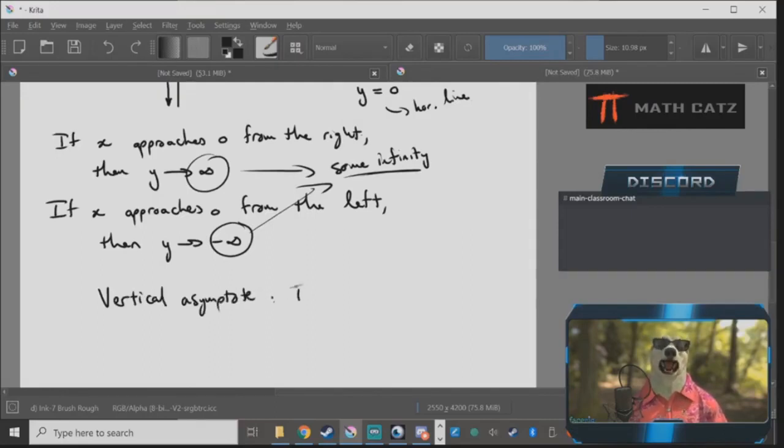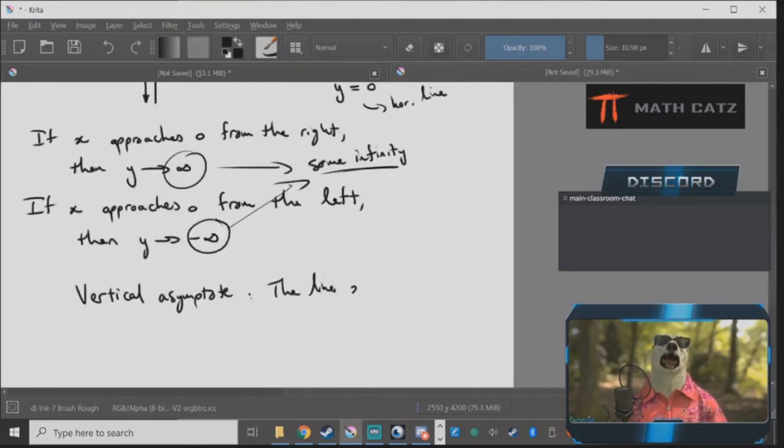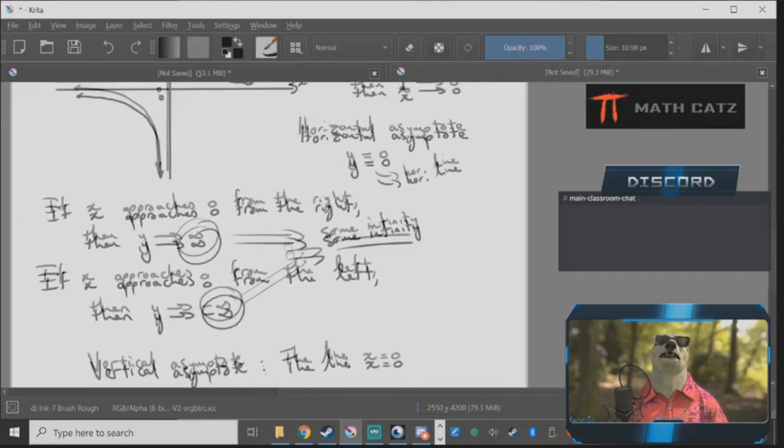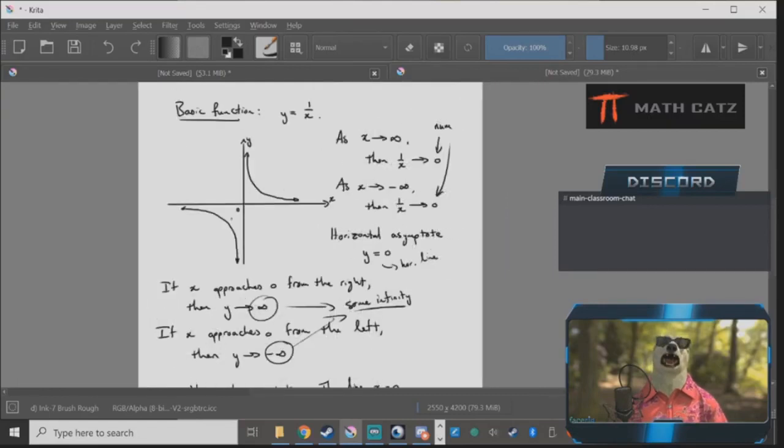It's the vertical line sitting at x equal to 0, and the vertical line has an equation x equal to 0. Now we'll see soon that it doesn't have to sit on the y-axis. A horizontal asymptote doesn't have to sit on the x-axis, but we call those asymptotes regardless.